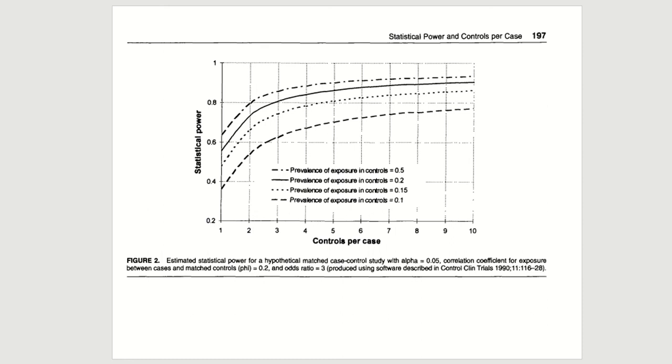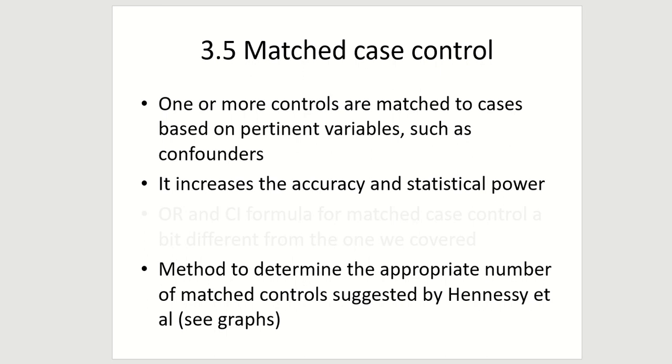4. So let me go back one slide, the one that I skipped, which was the matched case control. What does matched mean? One or more controls are matched to cases based on pertinent variables such as confounders. It increases the accuracy and the statistical power. What does all this mean? So I have a case.